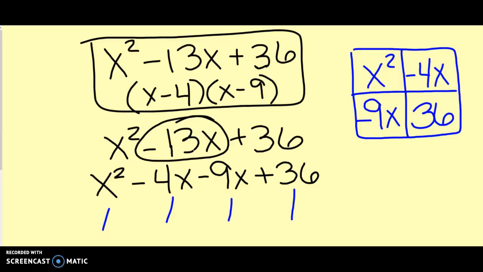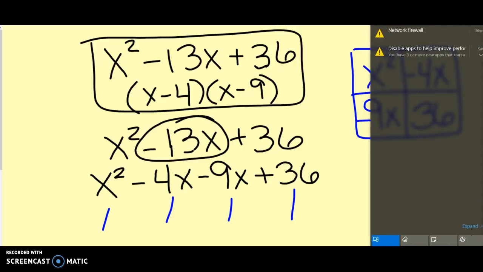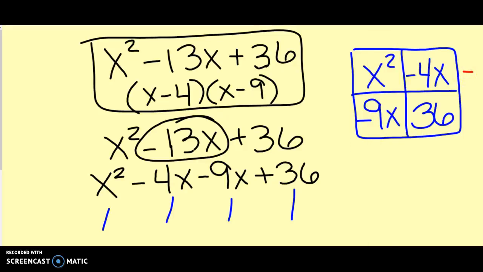So x squared and negative 4x. So we're looking at this row right here. I'm going to guess it's an x. Now we're going to go with negative 9x and 36. Now here, let me give you a little hint. Since this first number on the left is negative, your common factor has to be negative. So 9 goes into 36. Negative 9 goes into 36. Negative 9 times negative 4, right? So say negative 9. All right, now let's go do the column.